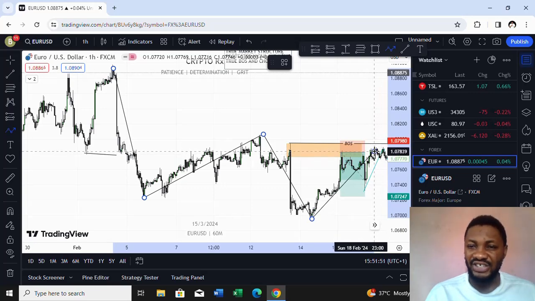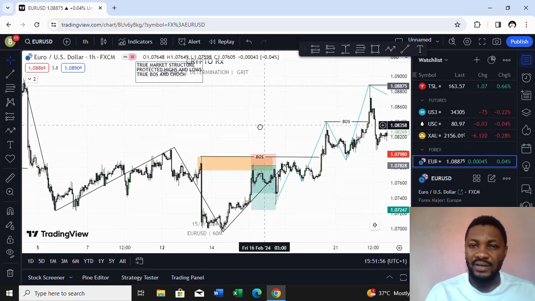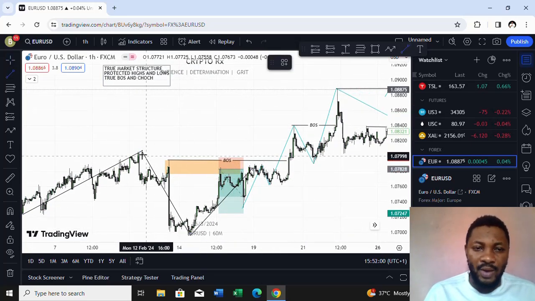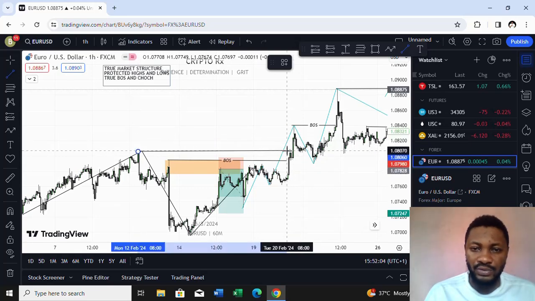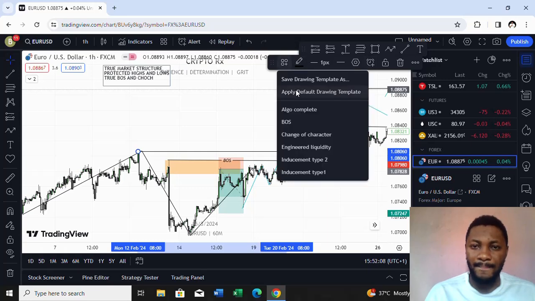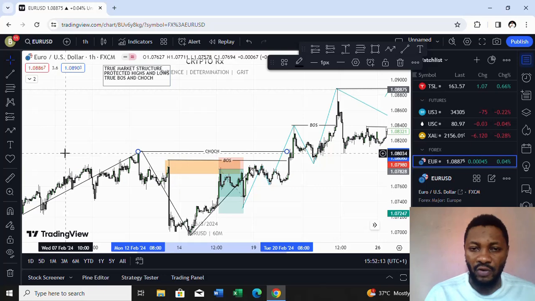before the market continued coming as if it wants to pull back, but then it changed character. And if you see, as it changed character, a new trend started. So look, this is where we are going to mark our change of character here. This is where we are now going to mark our valid change of character.